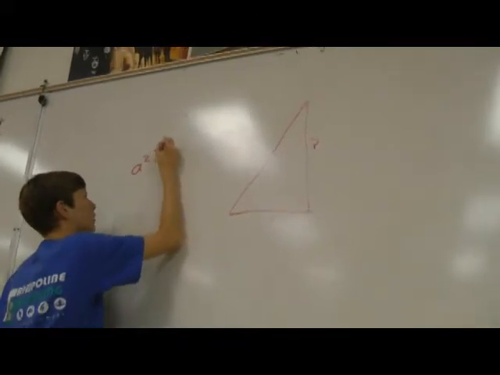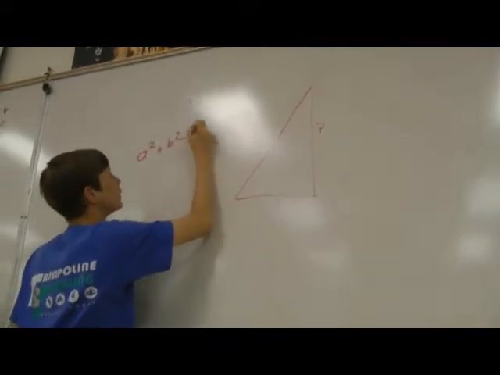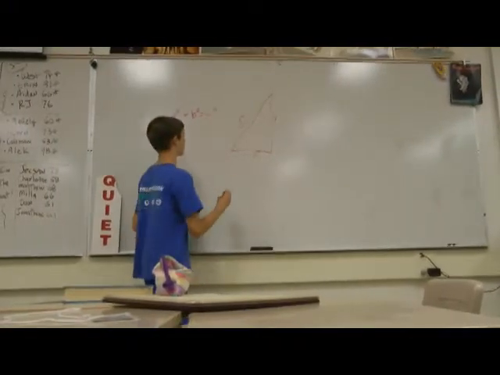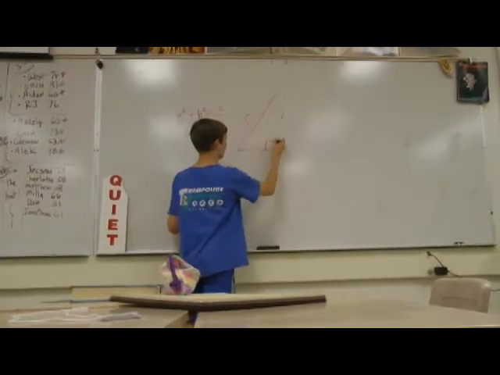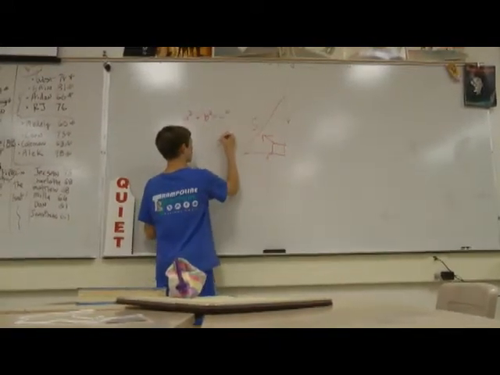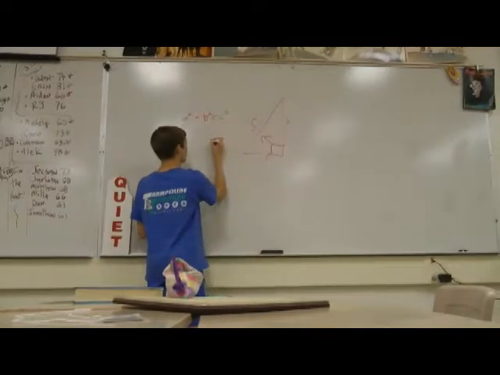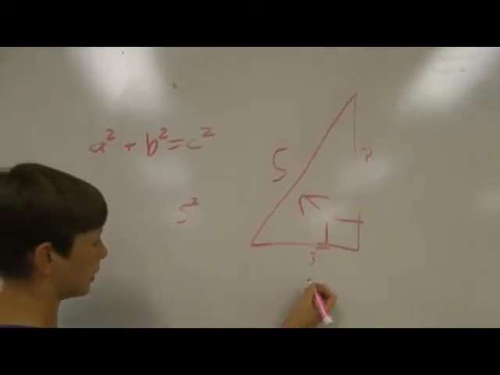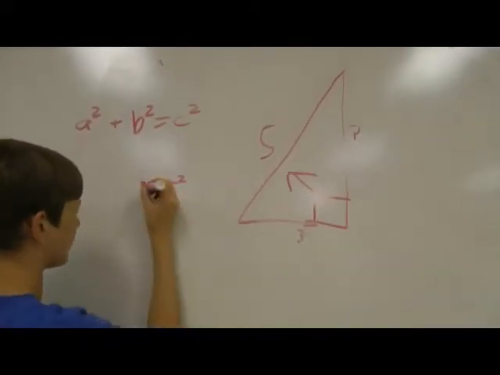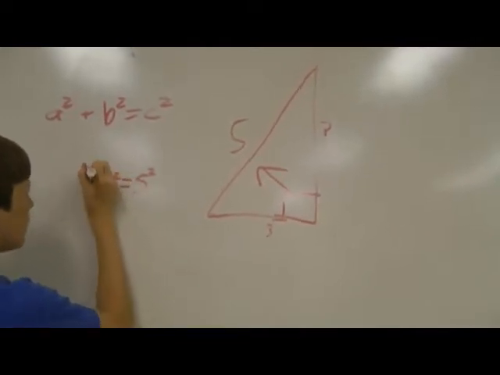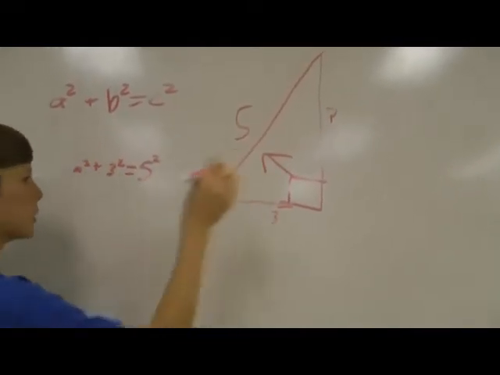A squared plus b squared equals c squared. Now plug in the numbers. You know the hypotenuse is 5 because it's directly across from the right angle, so the hypotenuse equals 5 squared. Now you know b squared equals 3 because this is the base. So 5 squared equals 3 squared plus a squared because we don't know the height.